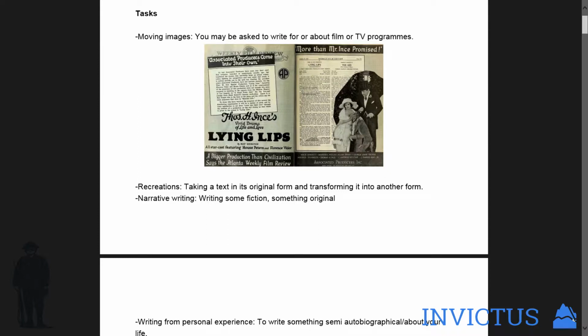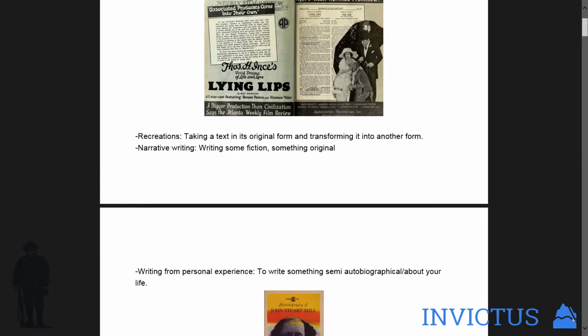Recreations, taking a text in its original form and transforming it into another form. So for example, you're given a poem and you have to turn it into a story, or you're given a story and you have to turn it into a poem, or even a newsletter or something. It's anything. Narrative writing, writing some fiction, something original, basically writing a story.